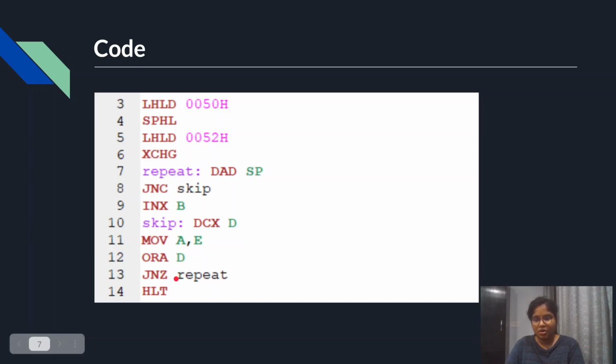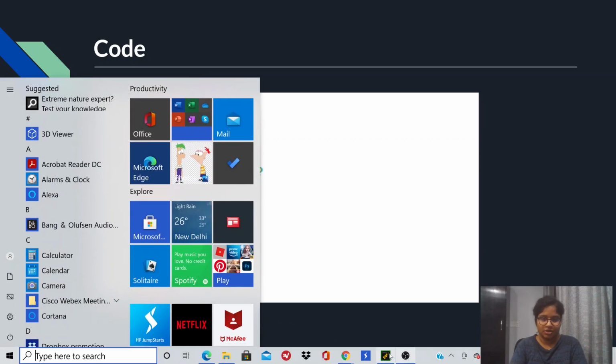The program will be halted only when the DE pair goes to 0, and thus we'll be calculating our final result, that was the product of the two numbers in the HL pair and the BC pair, with the HL pair containing the lower bytes and the BC pair containing the higher bytes. Now let's run the code in this actual simulator.